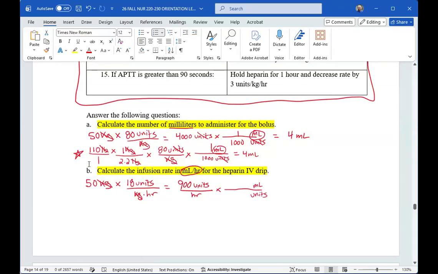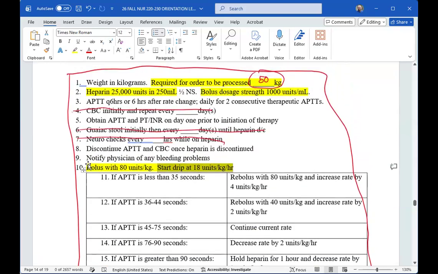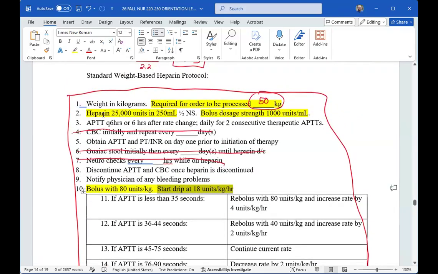So I'm going to go back to my available, which is step 2 of the protocol. And I have the 25,000 units in 250 ml half normal saline. I also have the bolus dose strength. I am not counting a bolus dose right now. I am calculating an infusion rate. So we use the bolus dose for bolus dosages, and we use this when we're doing our infusion. So I'm just going to write that infusion rate.